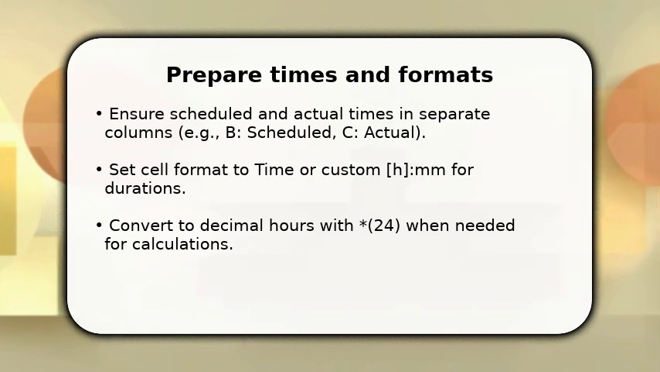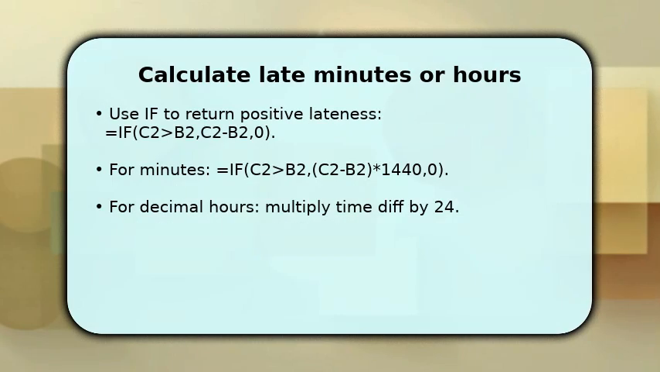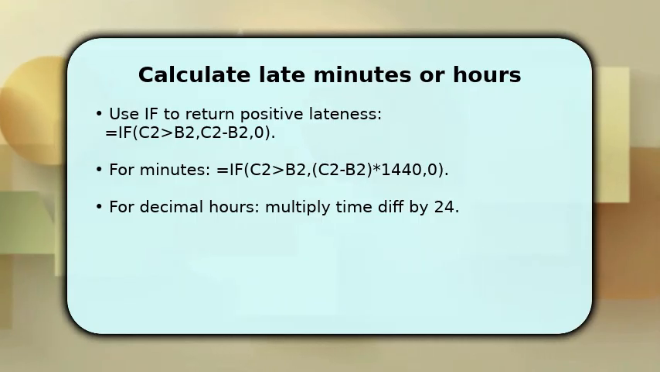You now enter the core formula in a helper column. Type =IF(C2>B2, C2-B2, 0) to compute only positive lateness. This prevents negative early arrival values. Once entered, copy the formula down the column.